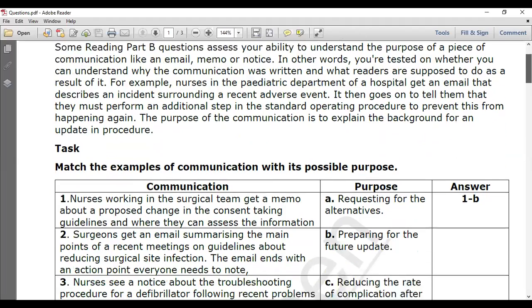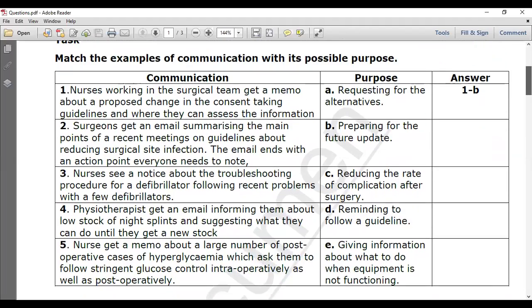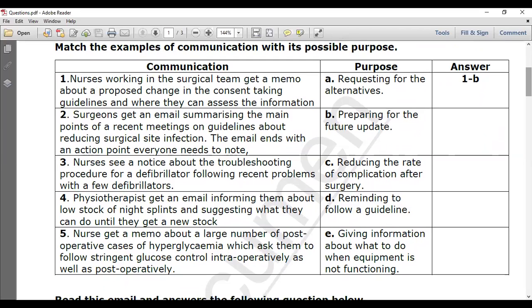So what we are going to do first is this short activity. And after this activity, we are going to deal with reading part B specific questions. If you can see it on screen, you have communication type, you have the purpose here.